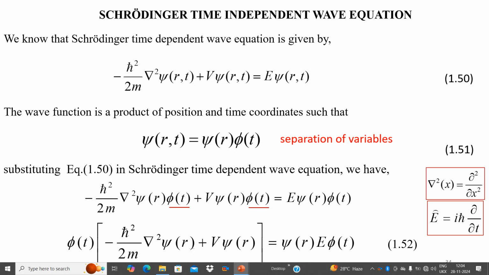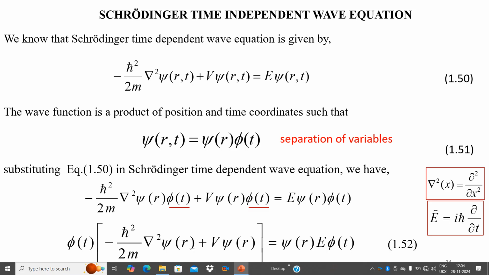We're going to discuss the Schrödinger time independent wave equation. Generally, the Schrödinger wave equation is used to understand the electronic structure of atoms and molecules, the behavior of solids and semiconductors, chemical bonding, and so on.